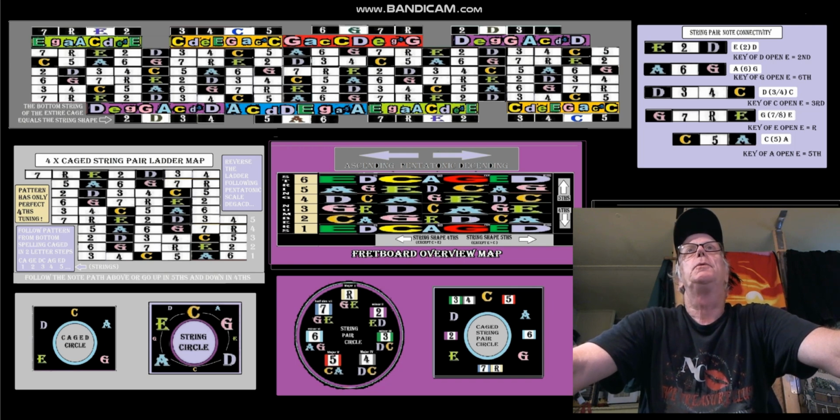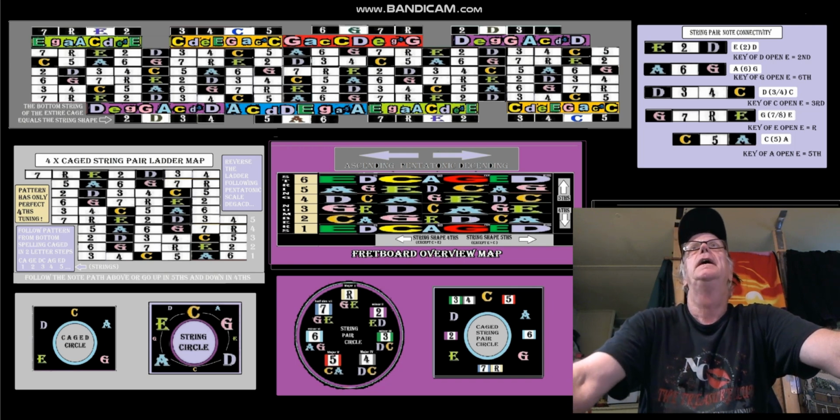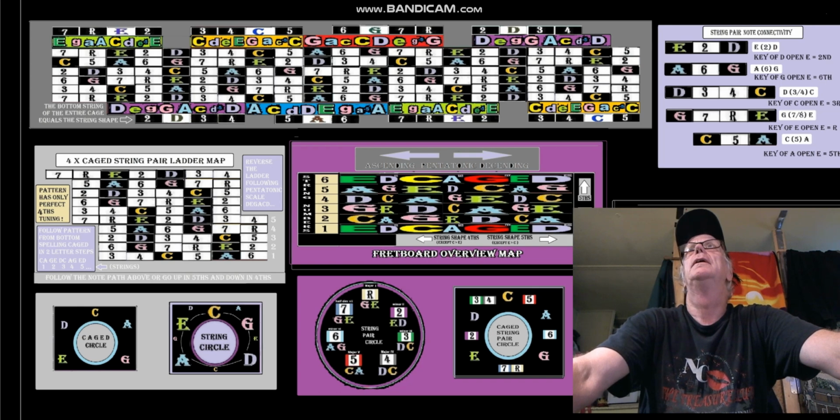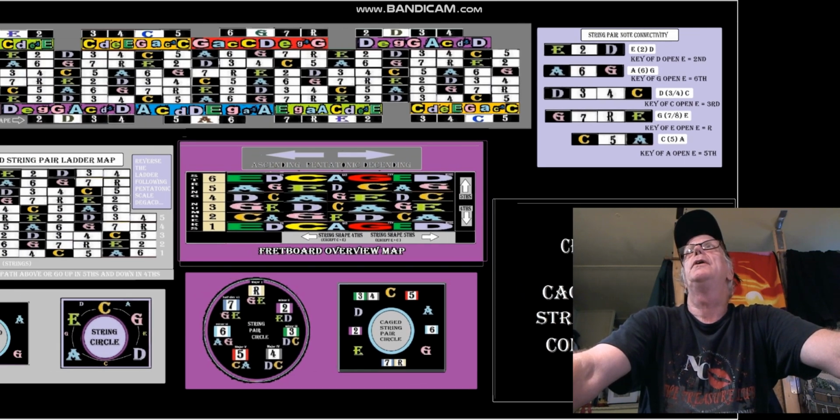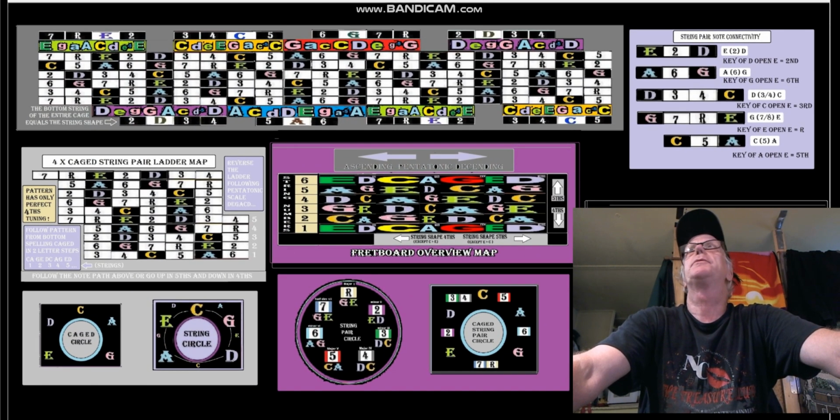This is chart number 153, and it's called Cage Linked String Shapes Connectivity. Okay, so what are the string shapes?